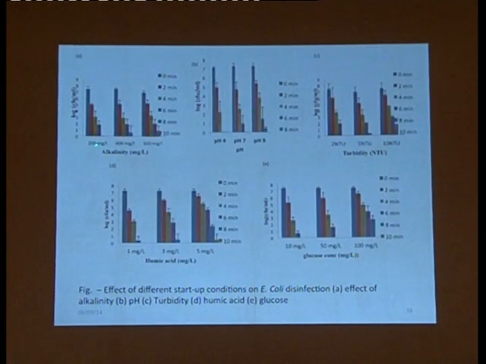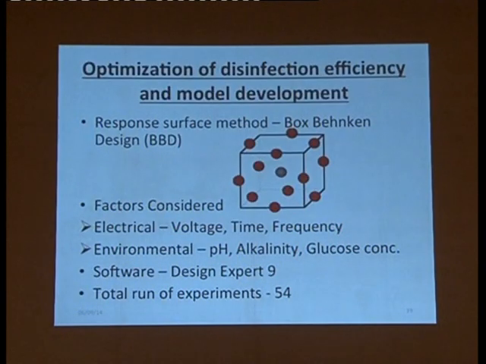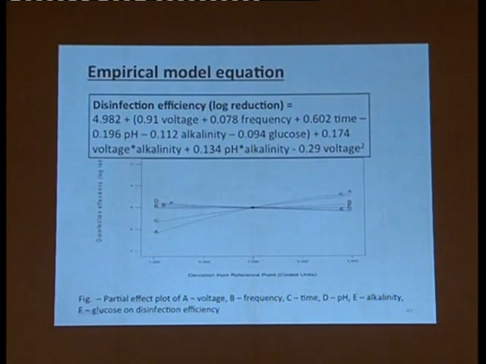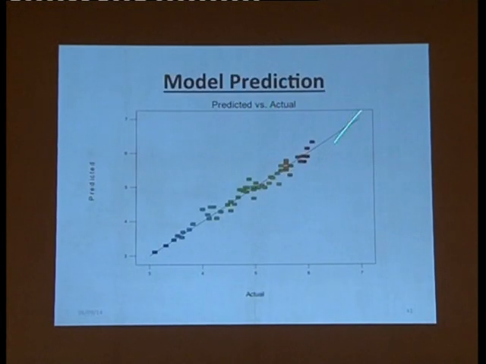We have also studied, because in nature we will be encountering other species like alkalinity, then pH will be varying, turbidity will be there, humic substances and other organic substances will be there. So we have looked into the effect of all these components in water, how it is affecting the efficiency of the system. We also did the optimization under different conditions, and we have developed some empirical model for this one. This is the model prediction and our experimental results.